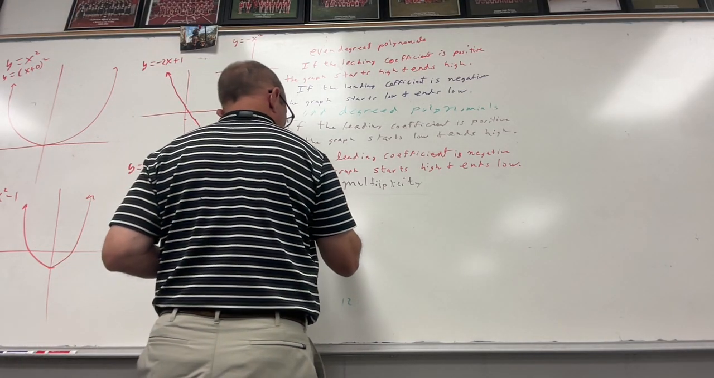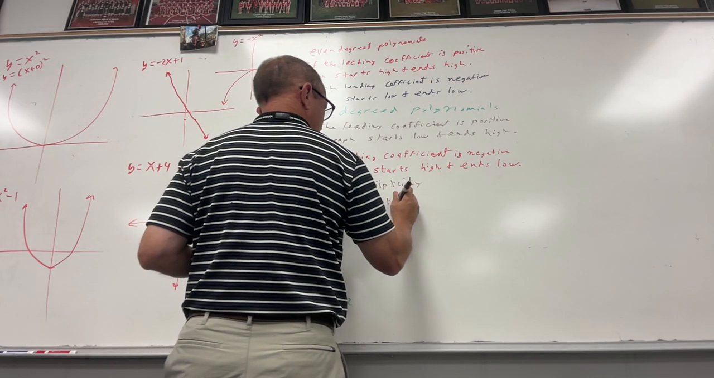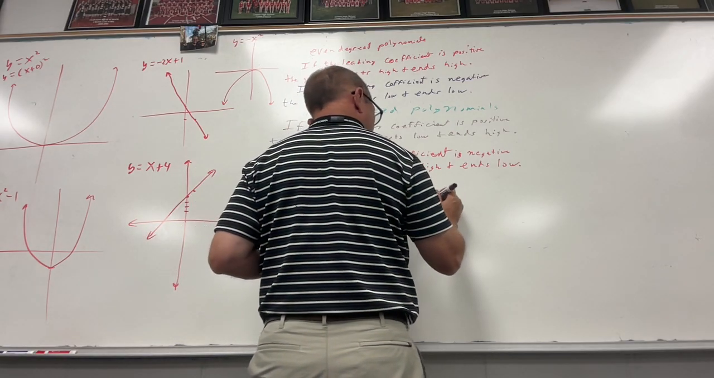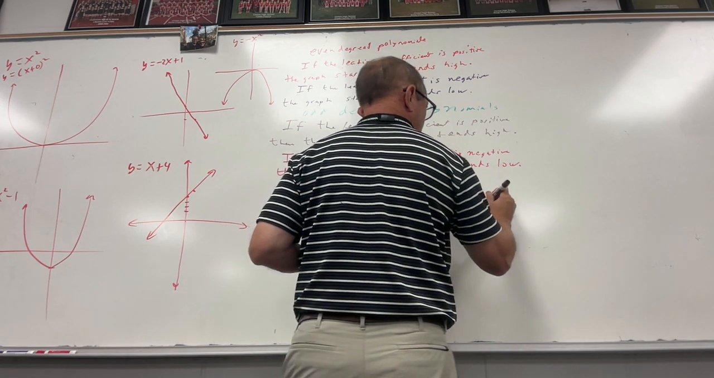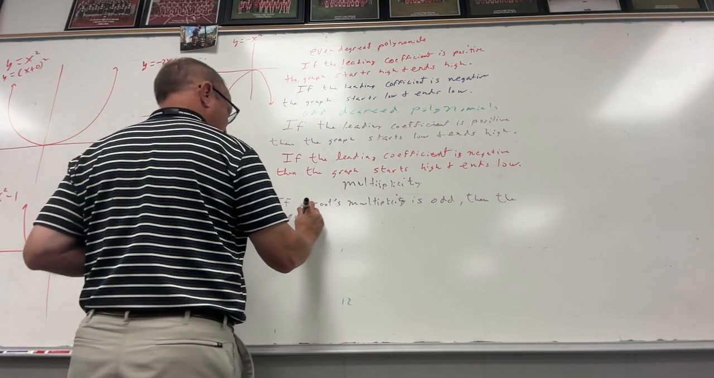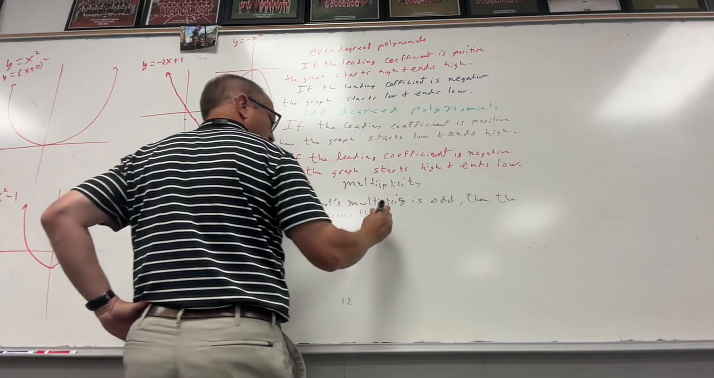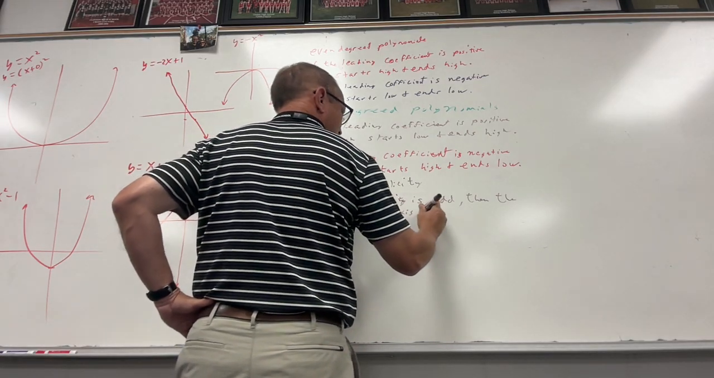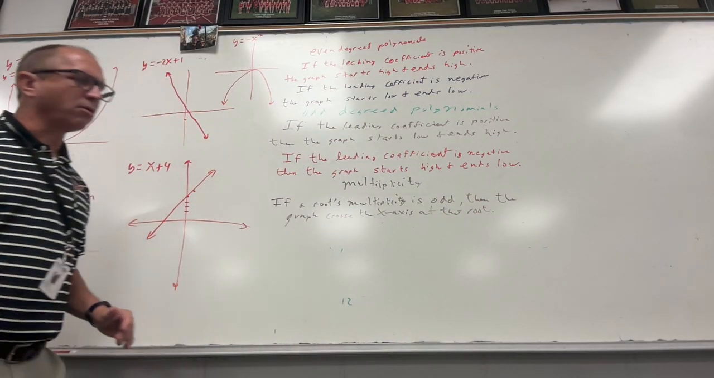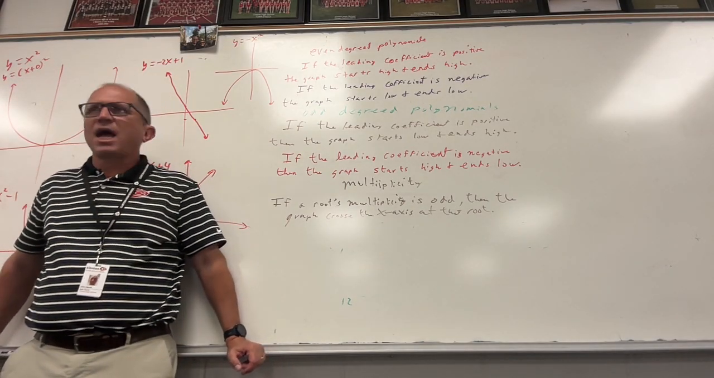So, if a root's multiplicity is odd, then the graph crosses the x-axis at that root. If a root's multiplicity is odd, then the graph crosses the x-axis at that root.